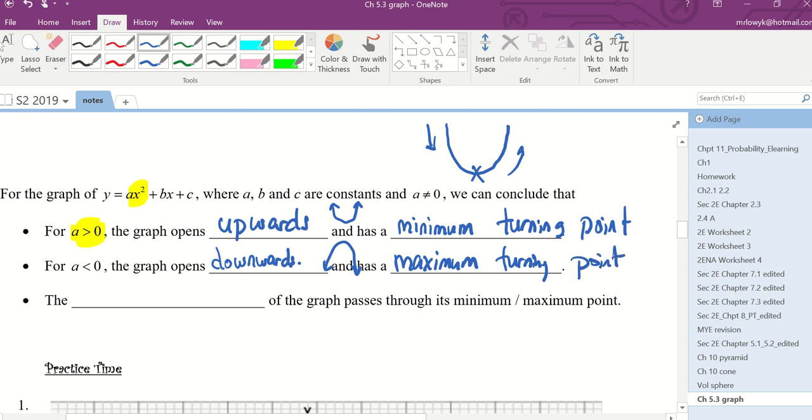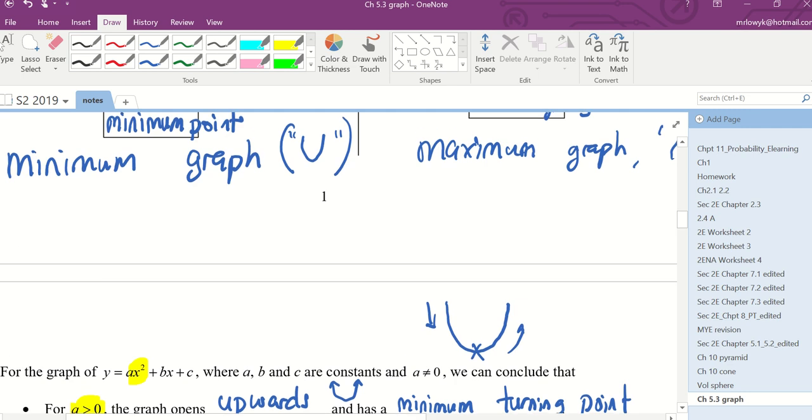And what of a graph passes through the minimum or maximum point? Can you write down the line of symmetry? You write down, then we go back to the previous stage and I show you evidence. The line of symmetry actually is along the turning point, the minimum or maximum turning point.